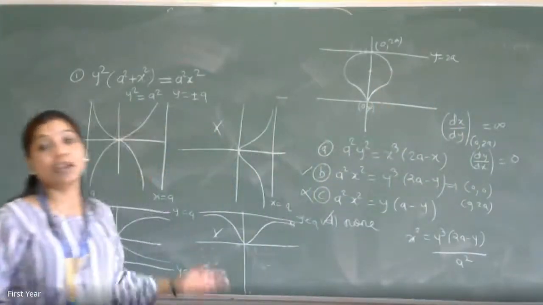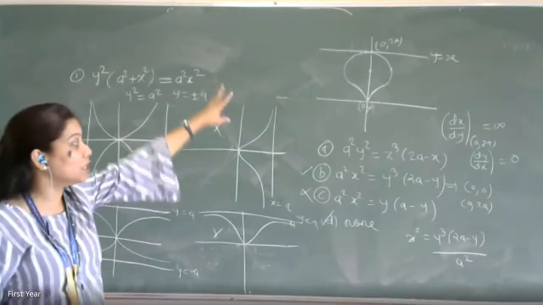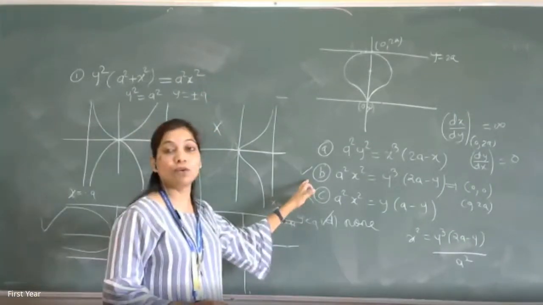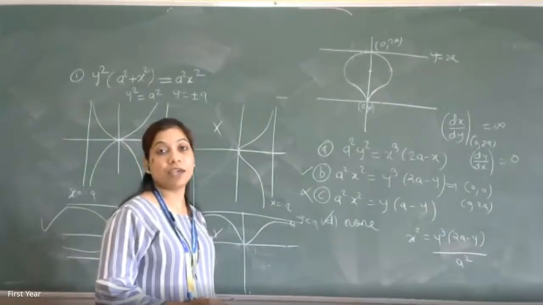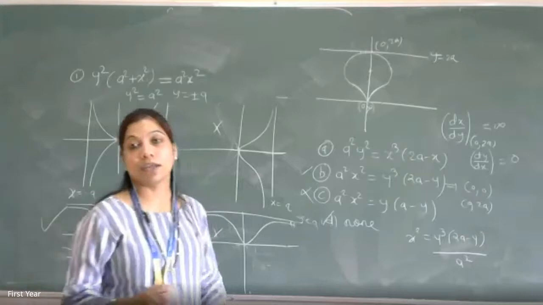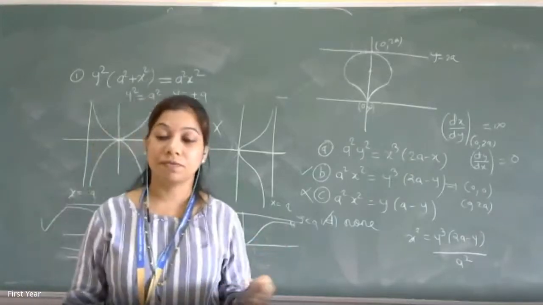And what is that line? Y is equal to 2a. So absolutely this curve is represented by equation number 2. ठीक है? Yes. Okay, so that's about your Cartesian curve.